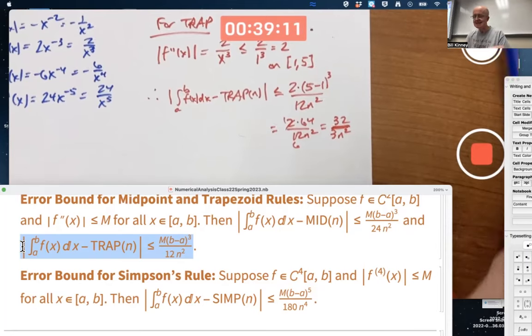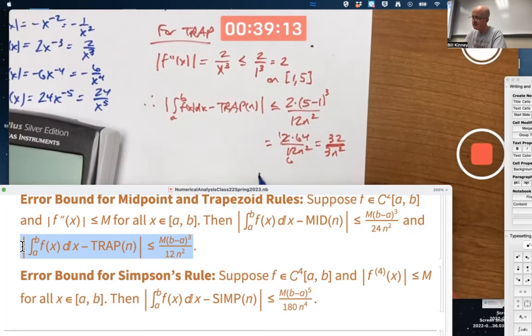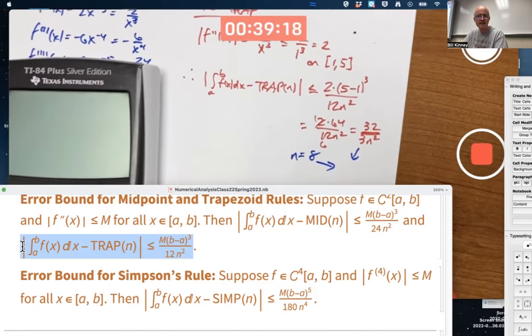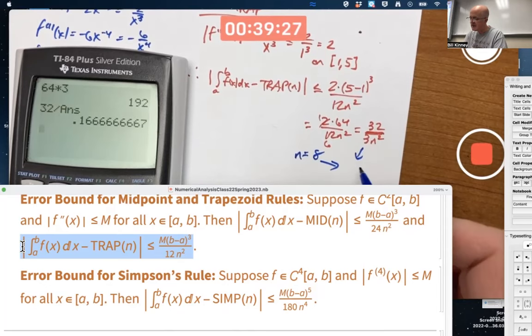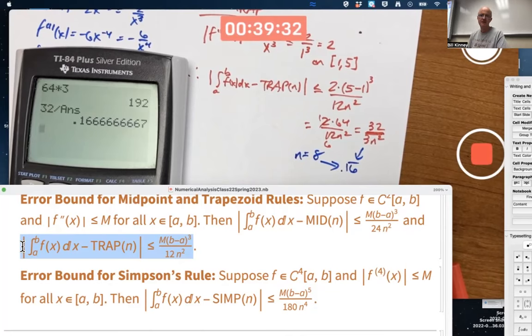When n is 8, what does this become? N squared would be 64. 64 times 3 is 192. 32 over 192 is exactly 1/6, 0.16 repeating. So 1/6, according to this theorem, essentially, is a guaranteed upper bound for the absolute error of using the trapezoid rule in our problem when n equals 8.